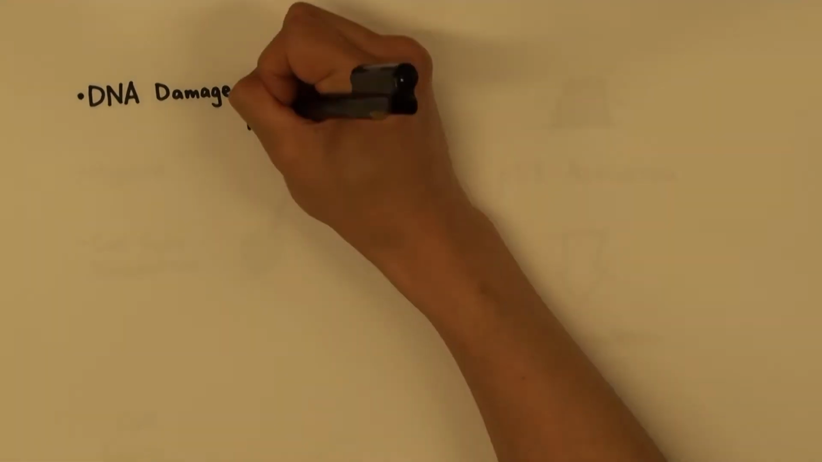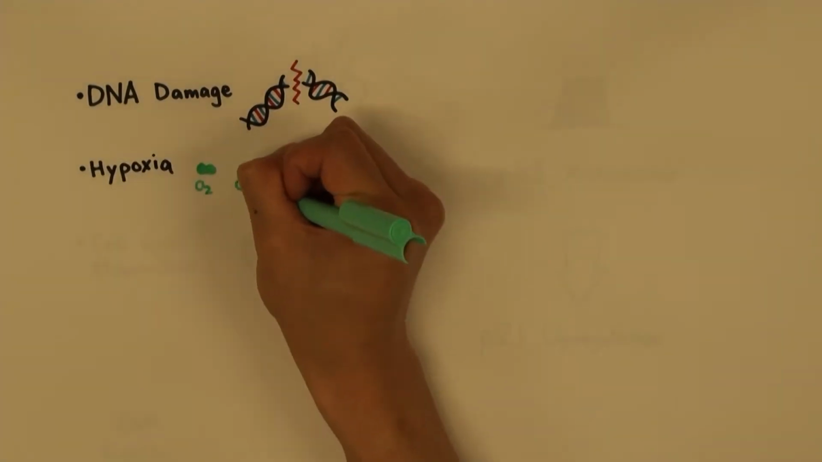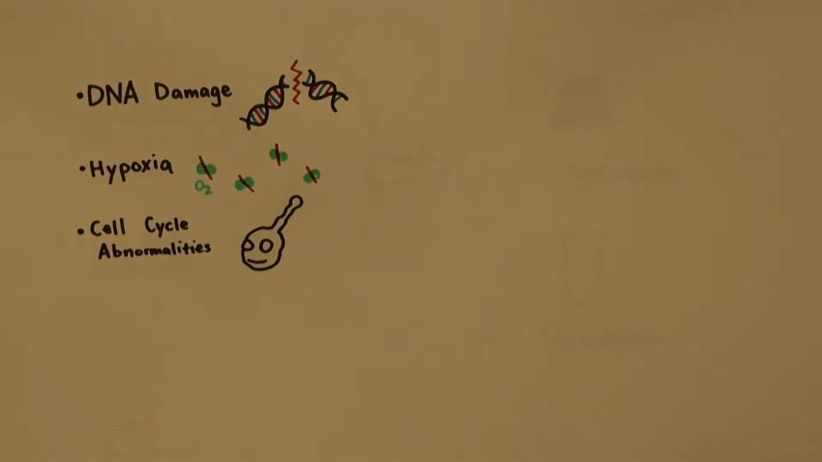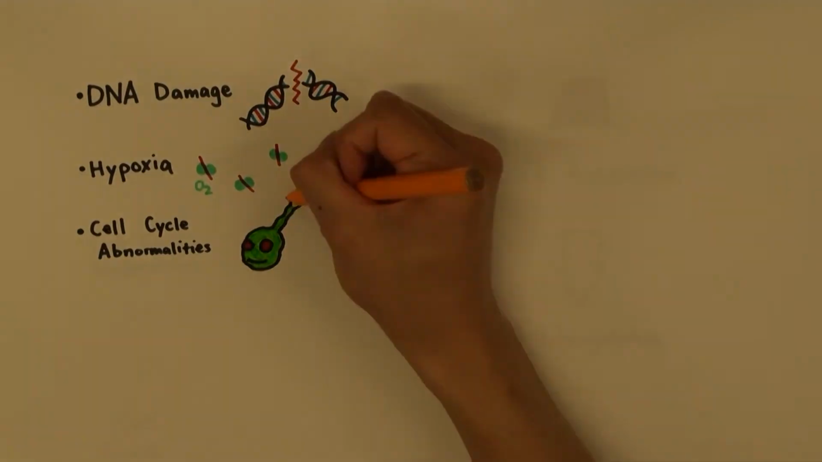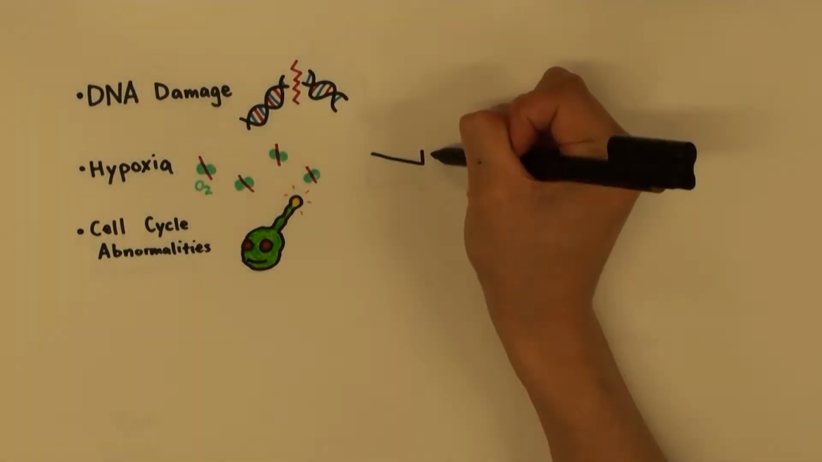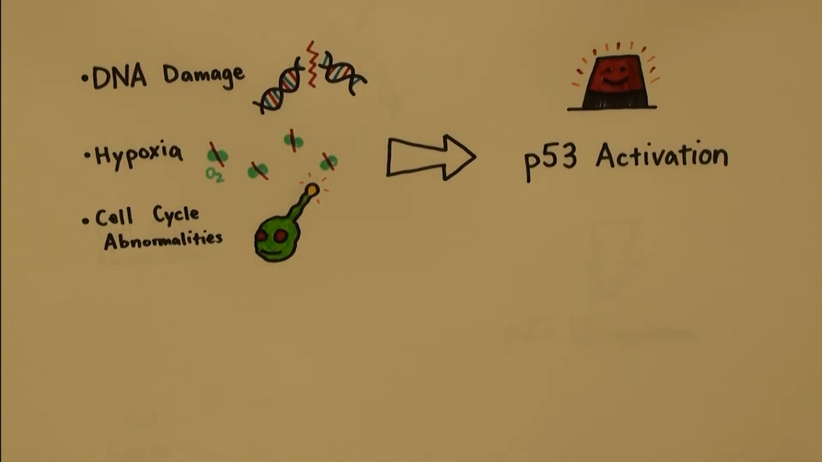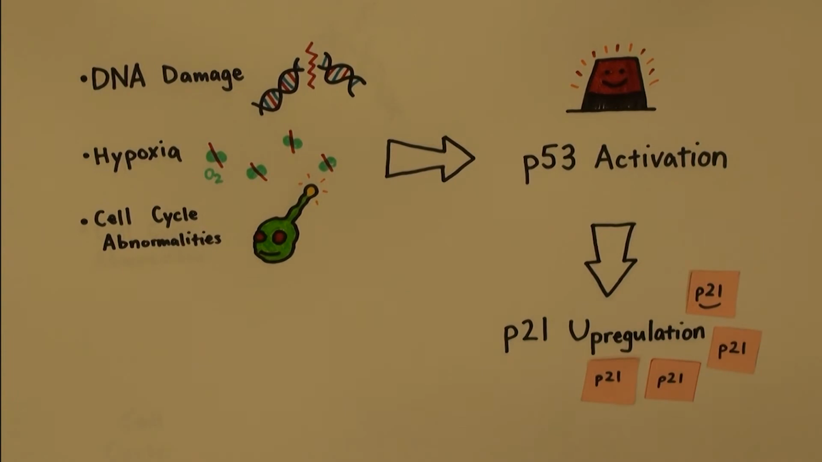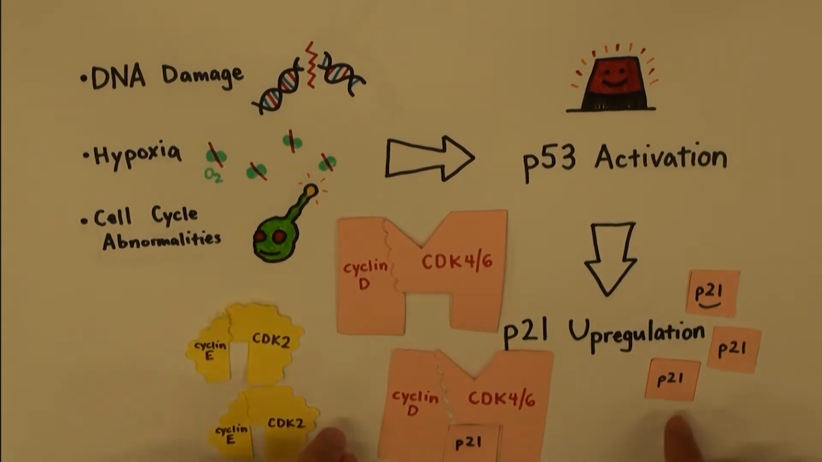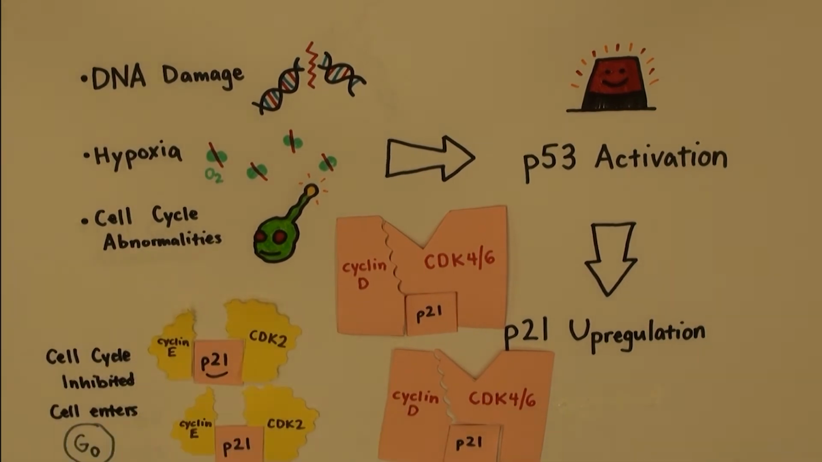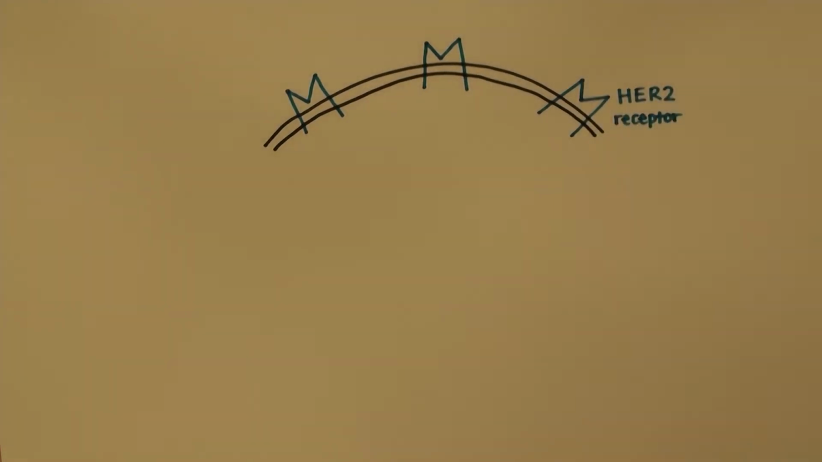When a cell experiences DNA damage, hypoxic environments, or any other cellular abnormalities, it must have a way to avoid progressing through the metabolically costly process of cell division, and to give it an opportunity to either repair itself or undergo apoptosis. The regulatory molecule responsible for carrying this out is P53, which acts by increasing the amount of P21, leading to the binding of both cyclin D CDK4/6 and cyclin E CDK2, ultimately resulting in prevention of the cell cycle and entry into G0.